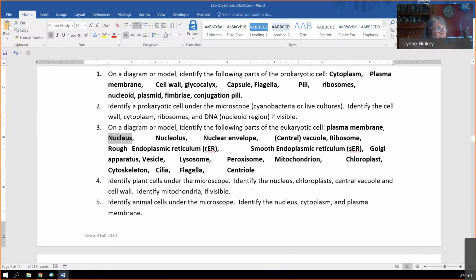Let's see, differentiating between plants and animals. Did that help? We're going to spend a lot of time on chromosomes. Oh, yeah, that really did. Eukaryotes.